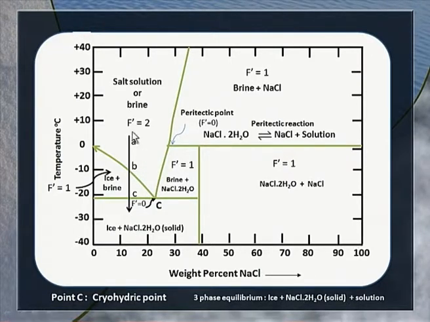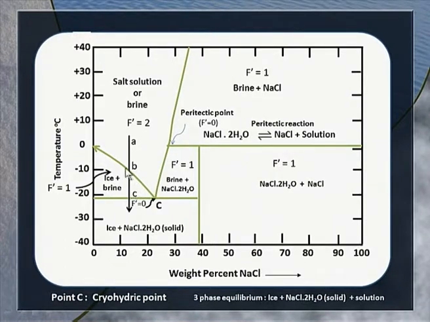If you look at the diagram, and if we start with point A here, at which F prime is equal to 2, and if we try to cool this, the system will not resist. The temperature decreases, and when we reach the point B on the curve, ice starts separating out. Further cooling is allowed because we still have 1 degree of freedom. More ice separates out, and we reach the point C, the solution composition drifts towards C, and we recognize this as the eutectic point, or in this case the cryohydric point, at which there are 3 phases in equilibrium.